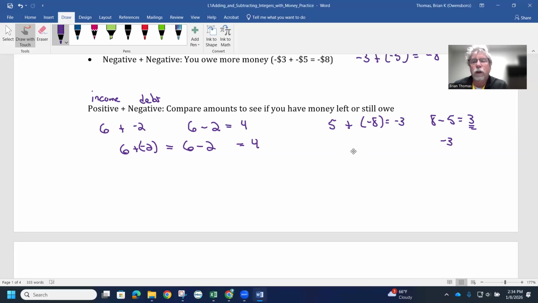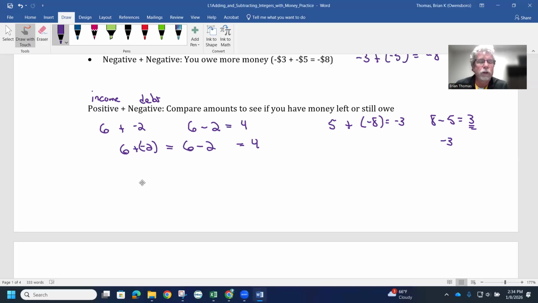So notice that the process here is twofold. One of the things we do in working with positive and negative numbers, notice how it turns into a subtraction problem. So if we're adding a positive and a negative number, we're subtracting. But the catch is, once we subtract, do we have money left over? Do we still have some income left over? Or are we in debt? Do we still owe money?